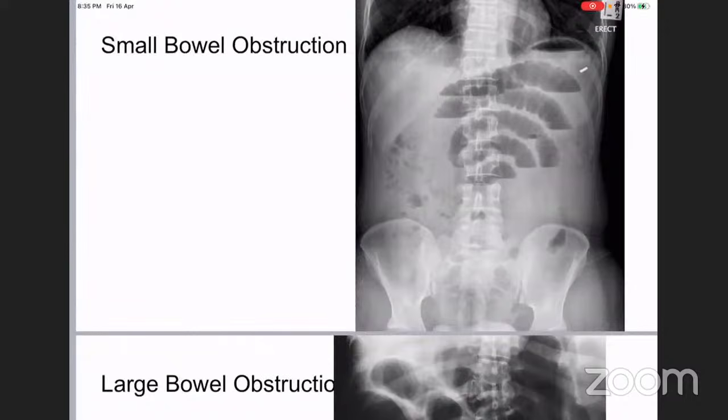Jejunum. Which part of the small bowel do you see valvulae conniventes? Jejunum. Very good. And what is the characteristic of the ileum? It is featureless, characterless. So this means small bowel obstruction mainly involving the jejunal loops with multiple air fluid levels.